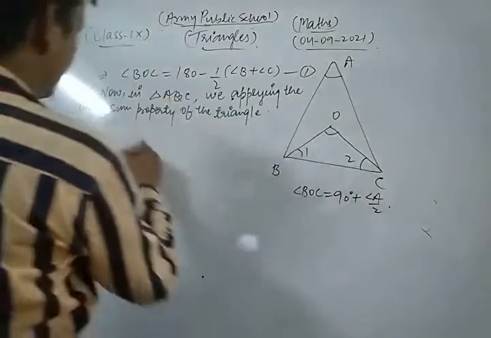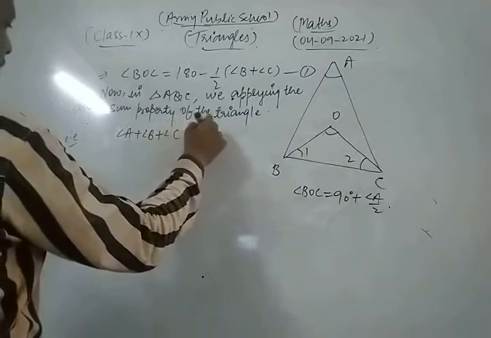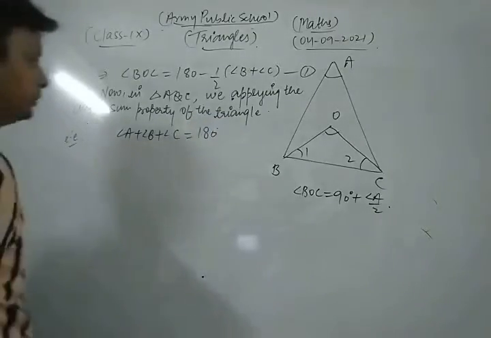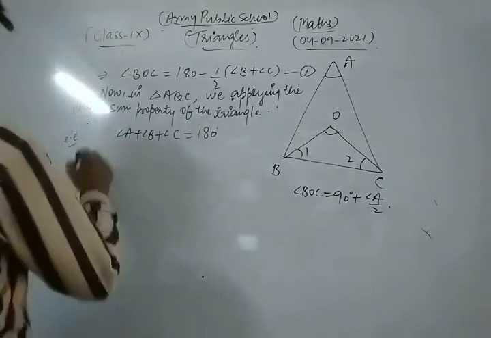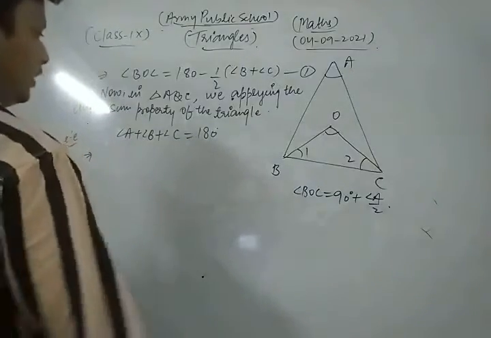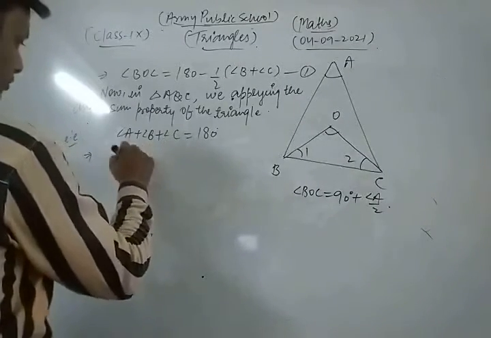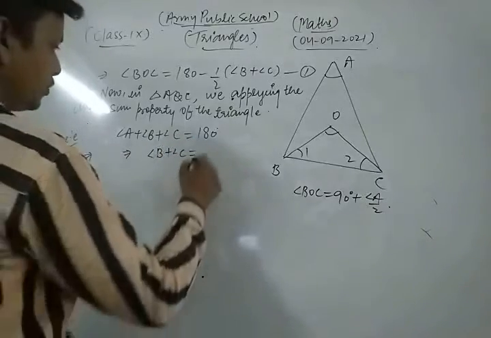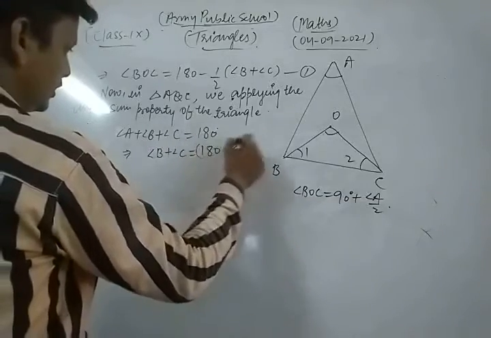angle A plus angle B plus angle C is equal to what? 180 degrees. Thus, from here we find the value of angle B plus angle C. So the value of angle B plus angle C is equal to 180 degrees minus angle A.